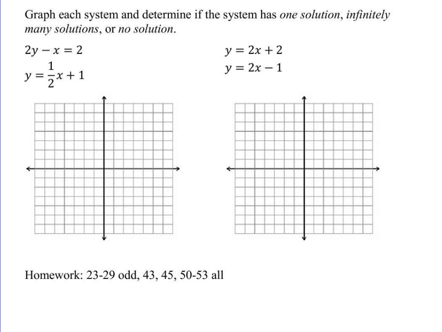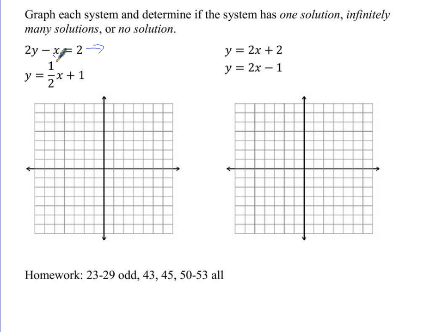All right. Graph each system and determine if the system has one solution, infinitely many solutions, or no solutions. What this is doing is it's asking you to say, really, is this system consistent or inconsistent? Is it independent or dependent? Using those vocab words. So, it says graph them, so what do I have to do for that first one? Yeah, it needs to be in slope-intercept form. So this one on the bottom already is, but this one isn't. So what do I need to do?